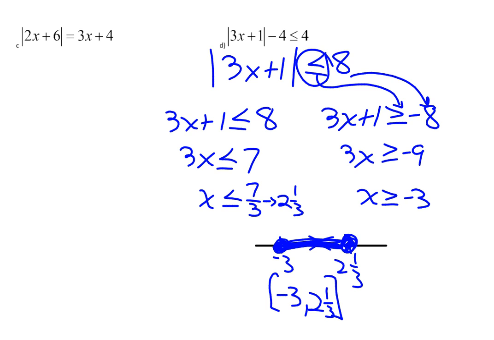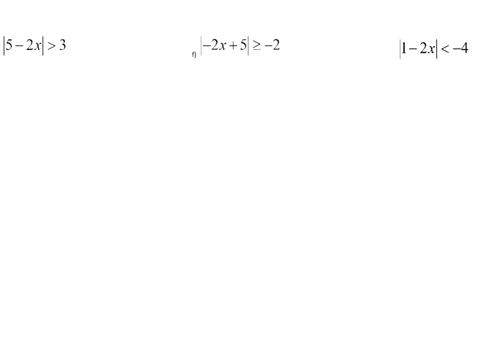Okay? So, real quick, I'm just going to set you up with the next one. On this one, you would get 5 minus 2x is greater than 3 versus 5 minus 2x is less than negative 3. Go ahead and solve each one of those, and we'll talk about those along with these last two problems. Try this one and this one on your own. We'll talk about them tomorrow.